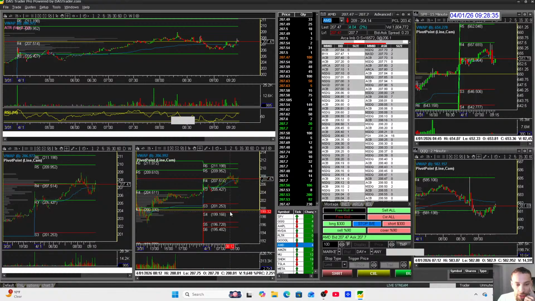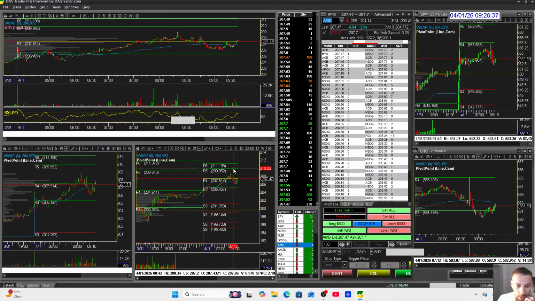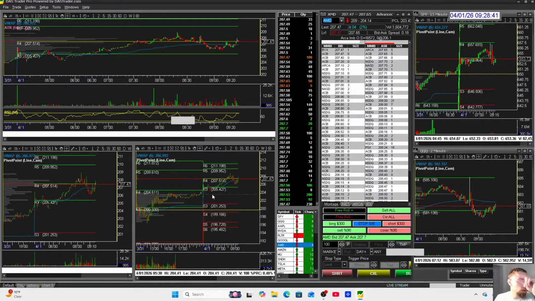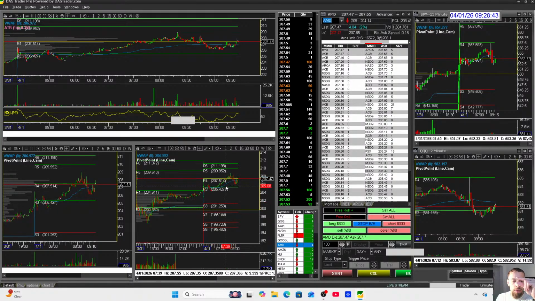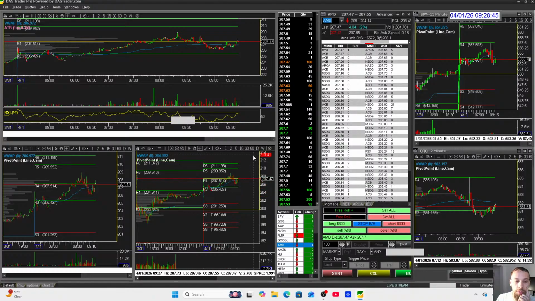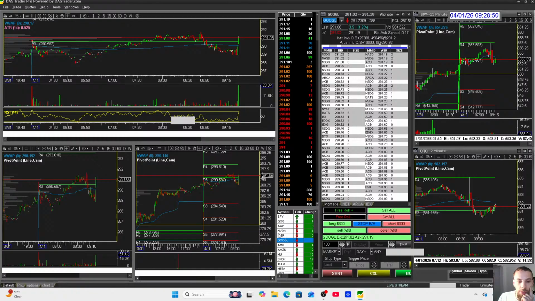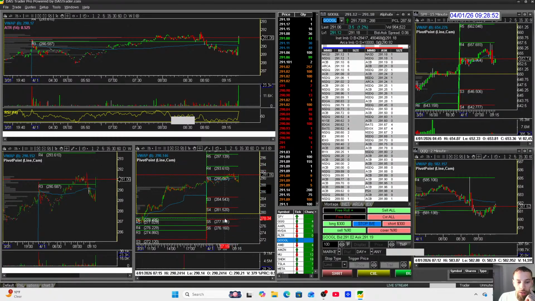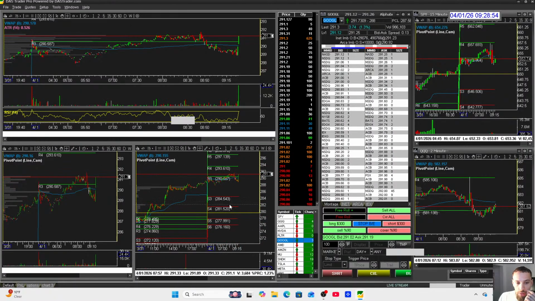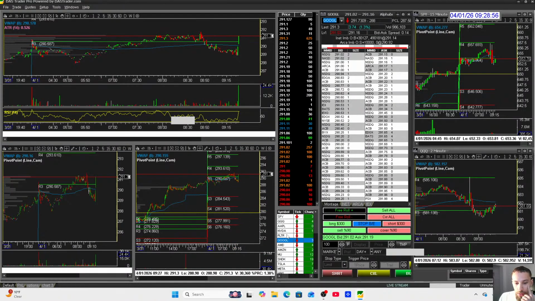These are really wide pivots, so it's going to be called like an inside day. If these pivots were really shrunk up, like really tight, you would see price potentially break out to the upside or downside. But with some of these pivot ranges being extremely wide like this, a lot of times stocks are just going to play in between these ranges.